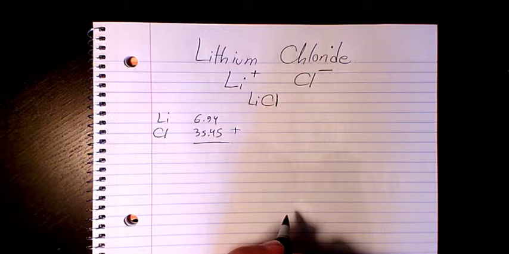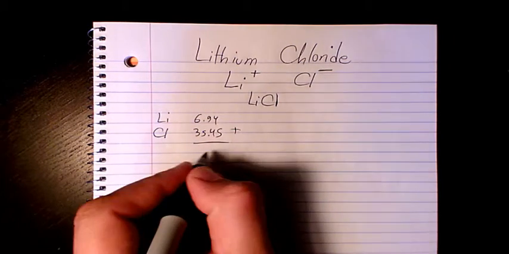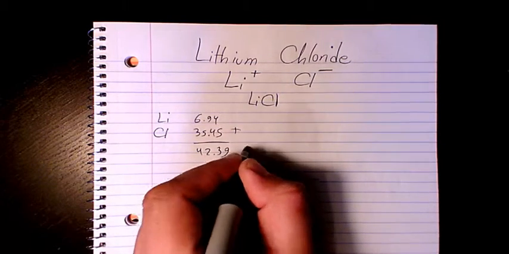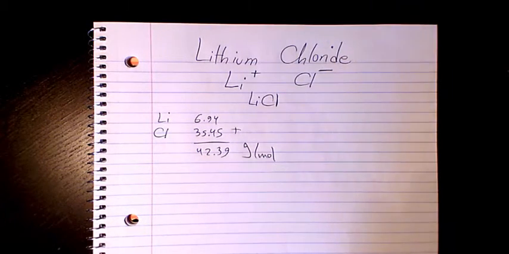It's going to be 6.94 plus 35.45. That makes it 42.39 grams per mole. So that's the molar mass or molecular weight of lithium chloride.